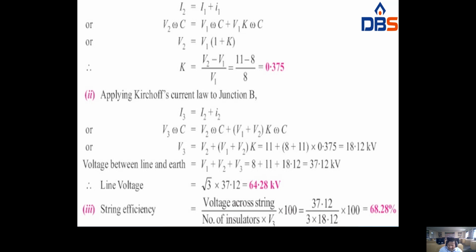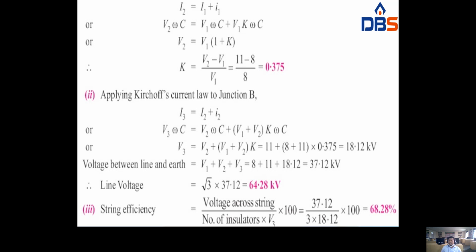This is the phase voltage, right? Voltage across the string is nothing but phase voltage. Suppose we have to calculate the line voltage, multiply by root 3 with phase voltage, that is root 3 into 37.12 kV, that is equal to 64.28 kV, right? We know the voltage across the string, we know the number of discs, we know the voltage across the disc nearest to the conductor. Then calculate the string efficiency.